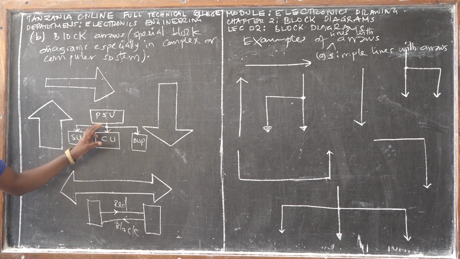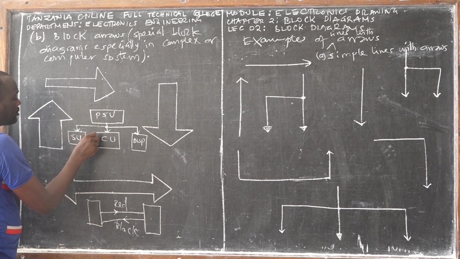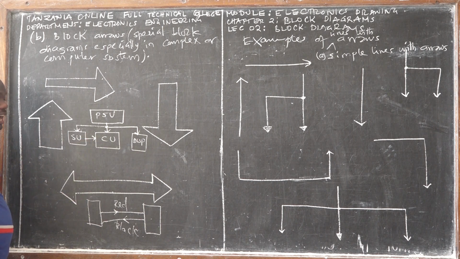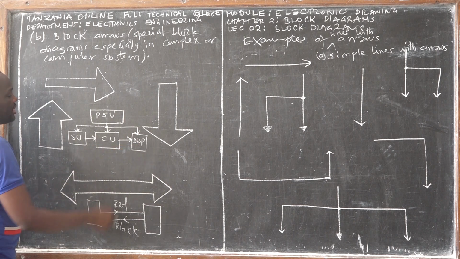This is all about power because it comes from the power supply. It's not the information which has been processed. The information signal is when the sensor gives output to the control unit. Another information or data signal is when the control unit processes the information and sends it to the display.